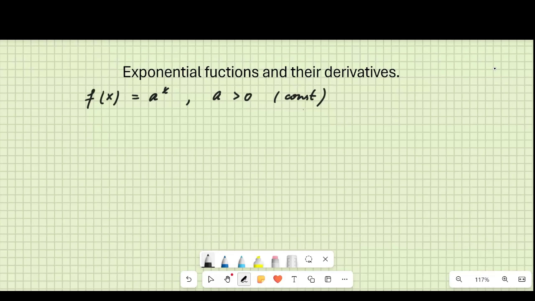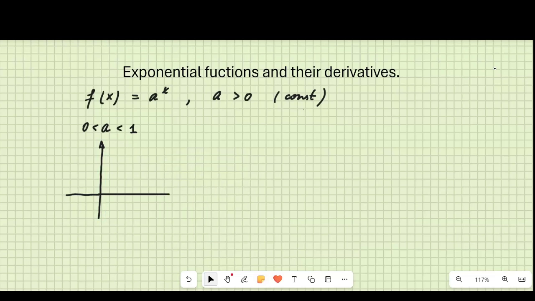Exponential functions are going to have three basic graphs and basic shapes of the graph, depending on what a is, if a is greater than 0 but less than 1, and so on. Let's check how it's going to look using some actual example. My whiteboard is not reacting well.